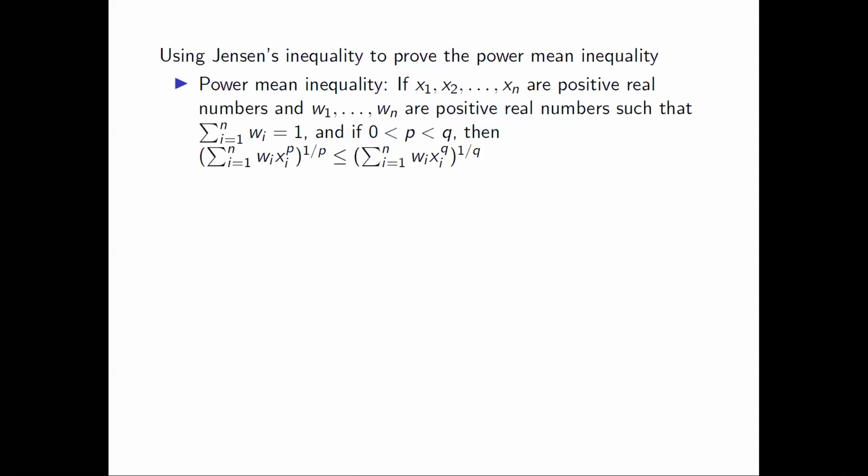Then the power mean inequality says that the sum from i equals 1 to n of wi times xi to the p, raised to the 1 over p power, is less than or equal to the sum from i equals 1 to n of wi times xi to the q, raised to the 1 over q power. So notice that the difference between the left side and the right side here is that the p's got replaced with q's. That's the only difference. So the claim is that if both p and q are positive and p is smaller than q, then the version with the p's is less than or equal to the version with the q's.